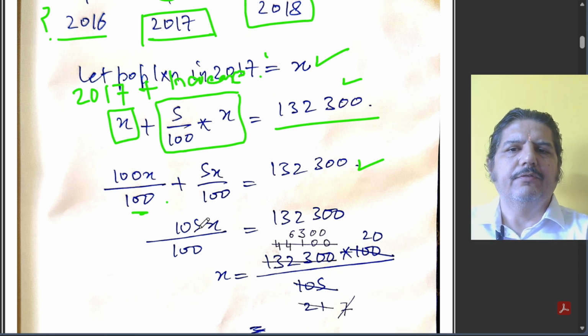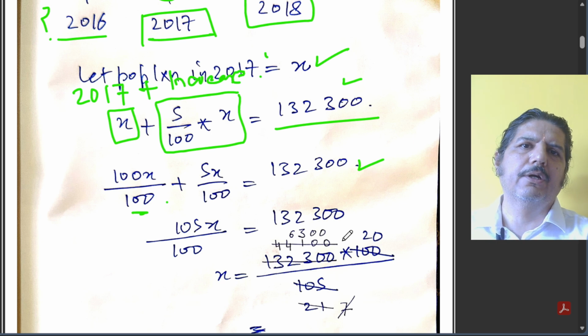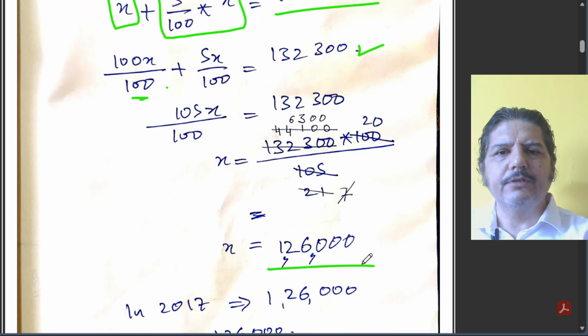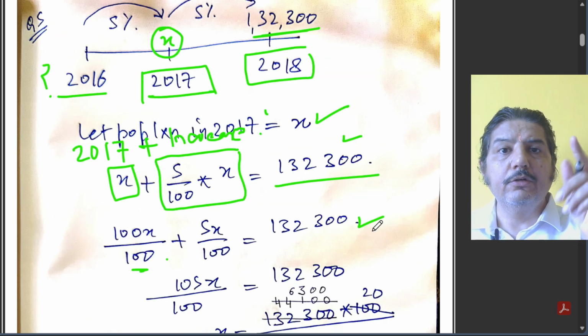So 100x plus 5x is equal to 105x upon 100 is equal to 1,32,300. Then I have to solve this bit of messy calculation. You can have a look at the PDF. And finally, I'll get the answer as 1,26,000. Now 1,26,000 is the population of the town in 2017.